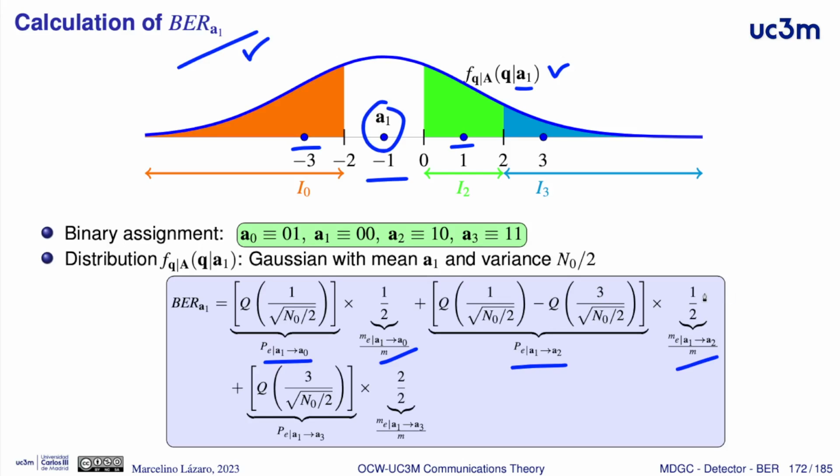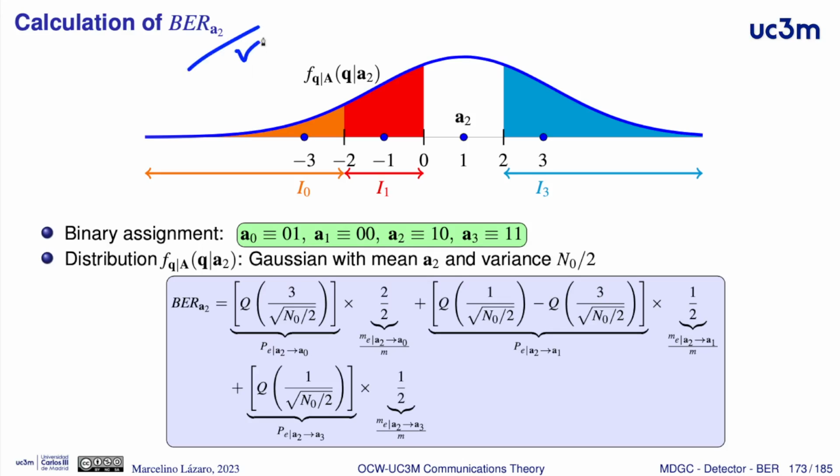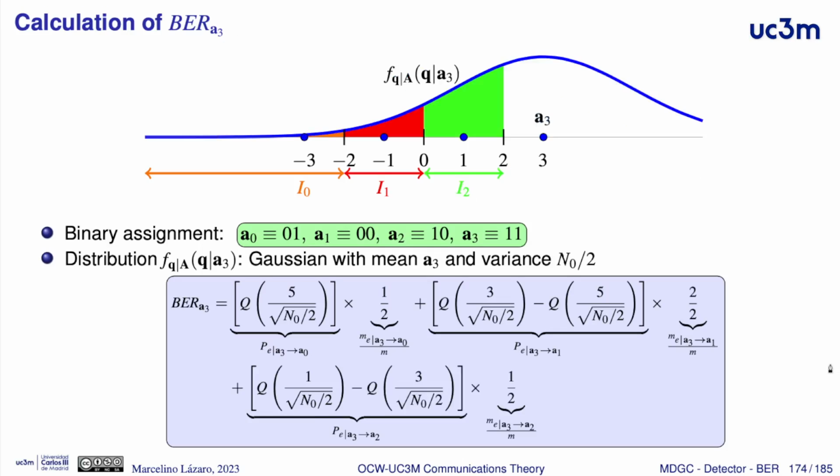Therefore, gray encoding differs in a single bit for the binary assignments of A1 with respect to the binary assignments of A0 and A2. And then we have the probability of deciding A3 with the number of errors that we have in this situation, 2 divided by 2. And we can repeat this process equivalently for the conditional distribution given A2, where now the Gaussian is centered at 1, the third symbol, and finally the same thing can be repeated for the last symbol. Now the conditional distribution of the observation is a Gaussian centered at 3, which is the last symbol A3.